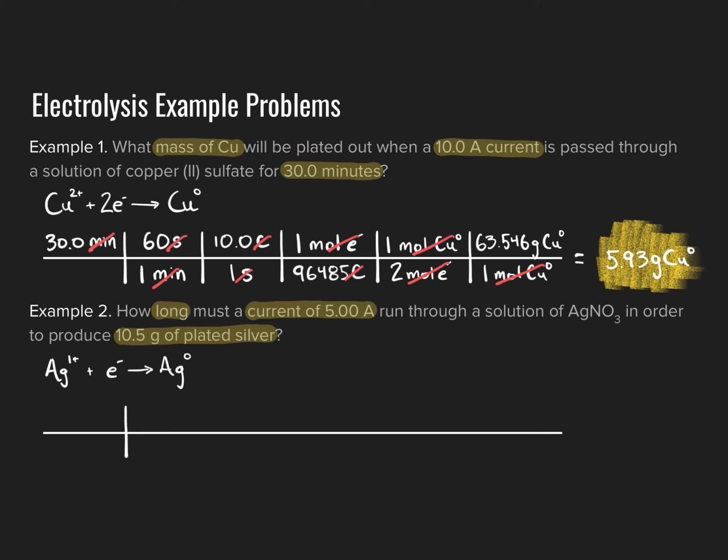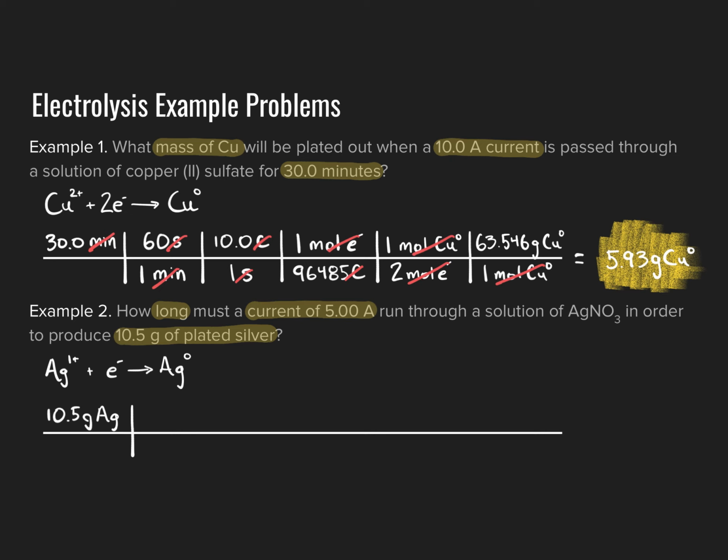And again, with 2 given values in this problem, a 5.00 amp current and a mass of desired silver of 10.5 grams, I'm going to yet again recognize that amps by definition are coulombs per second, and as such are a conversion factor. So I'm instead going to start now with my 10.5 grams of silver that we want to plate out in our system.